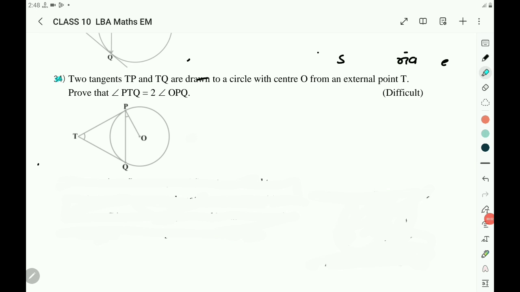Question number 34. Two tangents TP and TQ are drawn to a circle with center O from an external point T. Prove that angle PTQ is equal to 2 angle OPQ. Here we have to prove that angle PTQ is equal to 2 angle OPQ. How will you prove this?